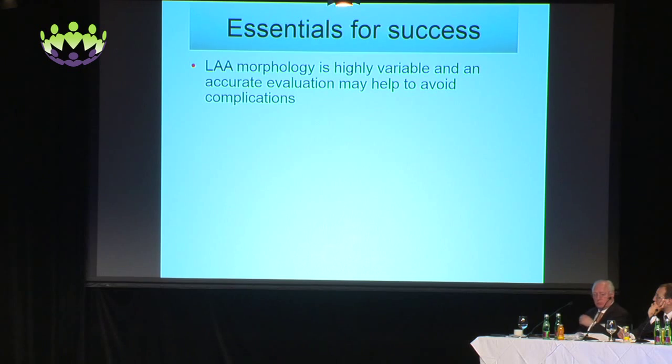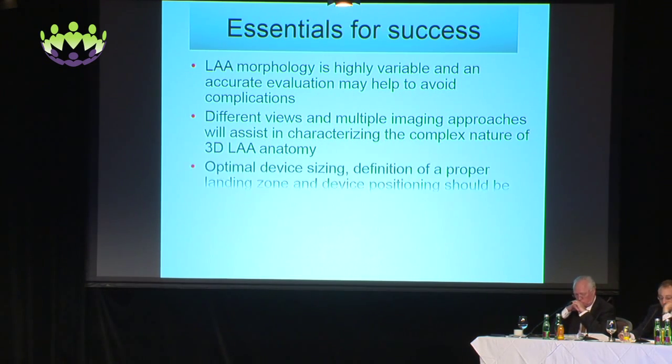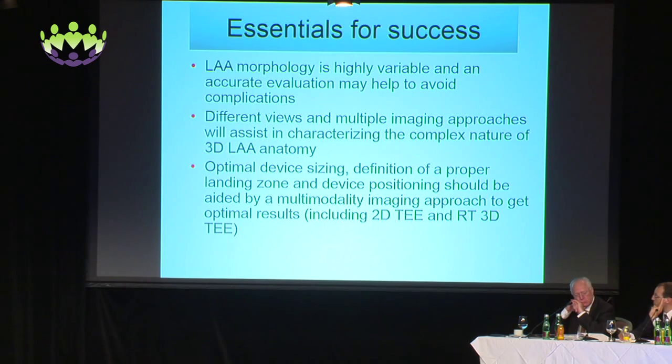So we have to keep in mind that our LAA morphology is highly variable, and we need an accurate evaluation. And if we do that accurately, this may help us to avoid complications in our patients. So as we saw, we need different views and multiple imaging approaches, and this can help us in characterizing the very complex nature of the 3D LAA anatomy. And optimal device sizing is very important; we should avoid under- and oversizing to avoid complications, and the definition of a proper landing zone for the device positioning should be aided by a multimodality imaging approach to get optimal results for the patients.